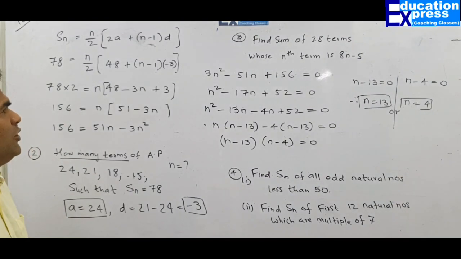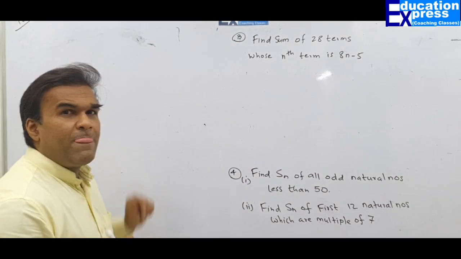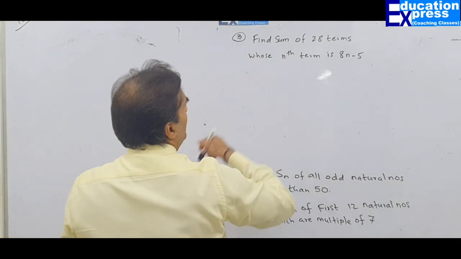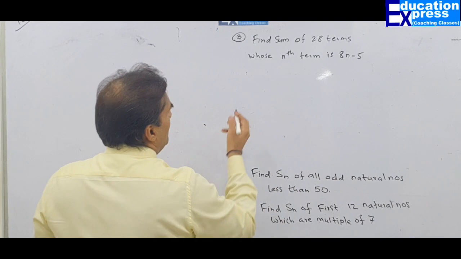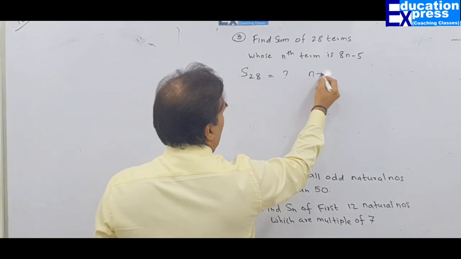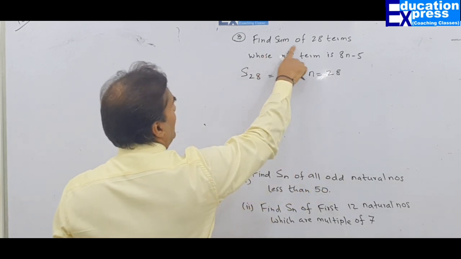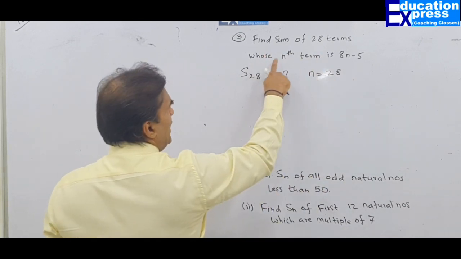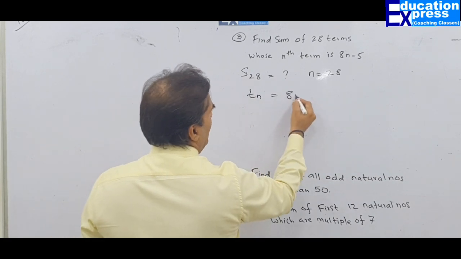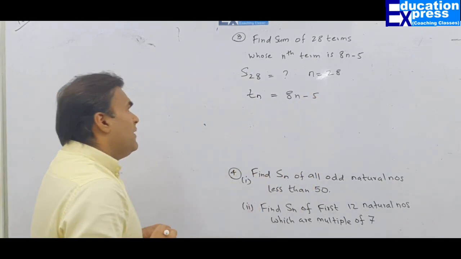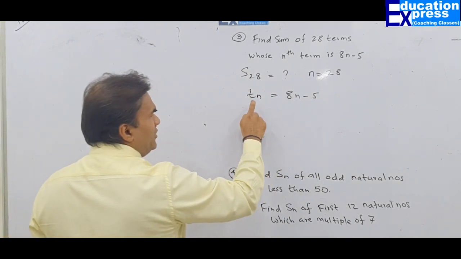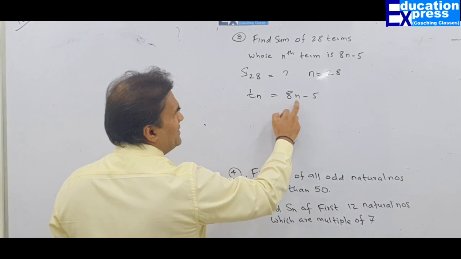Let us move on to question number 3. Look at question number 3. Find sum of 28 terms. Means we have to find S28, where n equals to 28, because there are 28 terms in this series, whose nth term, Tn, is 8n minus 5. Very interesting that now n is also coming into the picture. The term number Tn is given to us.